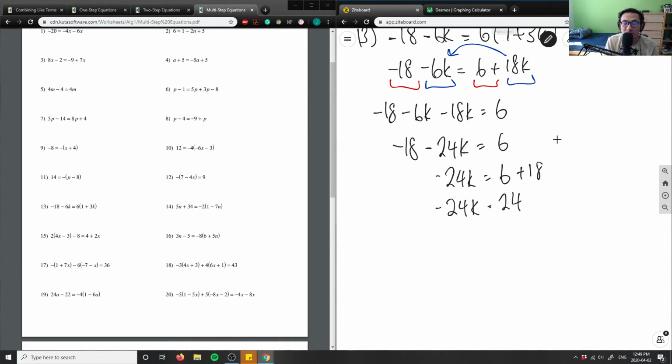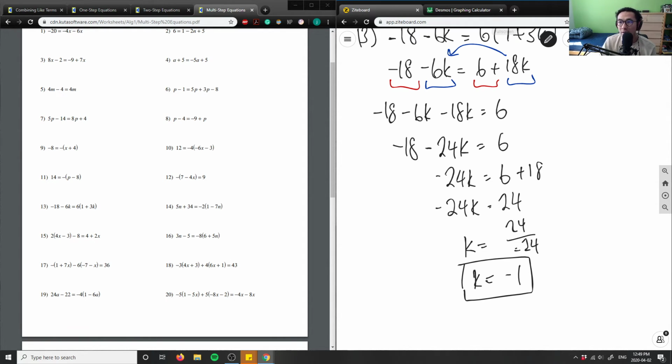So now all we have to do is our final step here: since I'm multiplying k and -24 together, I need to divide both sides by -24. So I'm left here with k. I have 24 divided by -24. Again, k would have to equal -1. So in this case, k here equals -1.